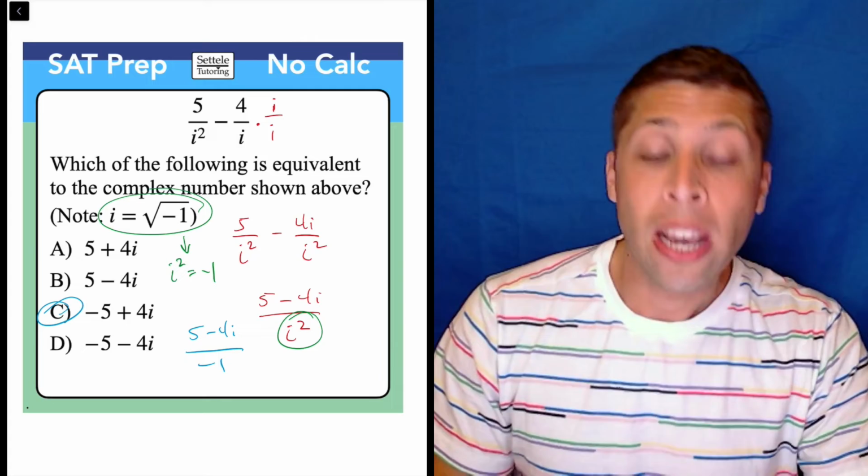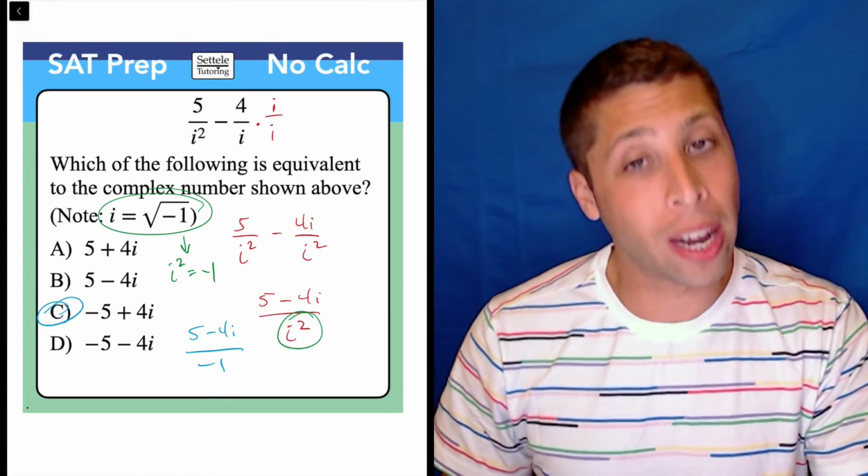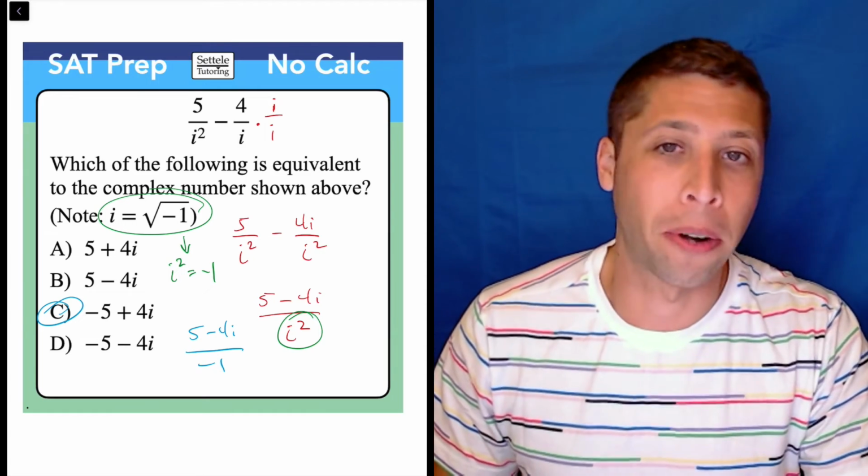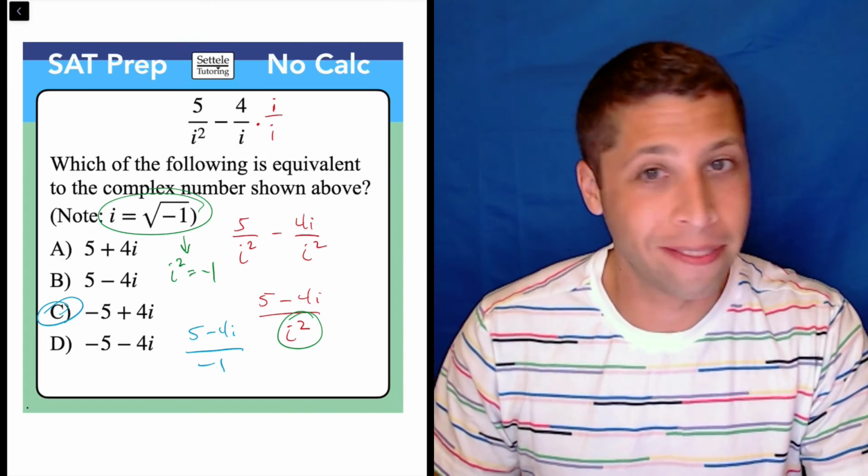This is very difficult. If you are really reaching for a top score, you do need to know how imaginary numbers work, but they do not come up very often, so they are probably not a priority for most of you. So just judge yourself, practice them if you need to, and then you'll be able to get these right.